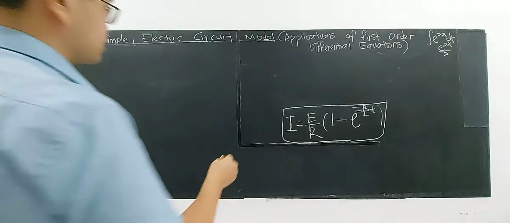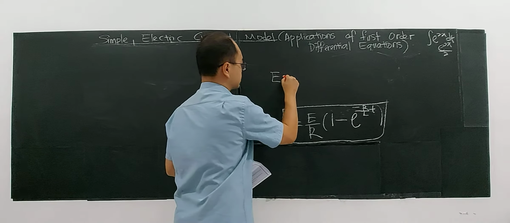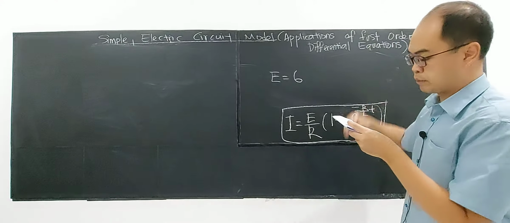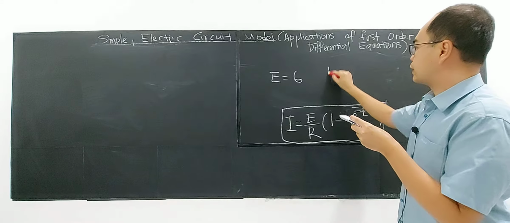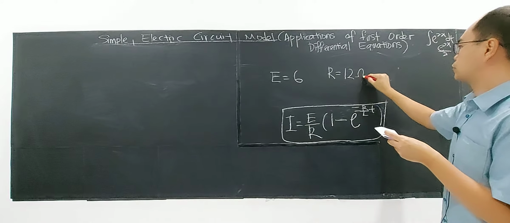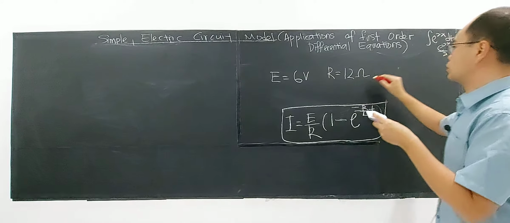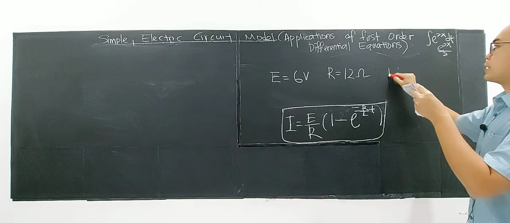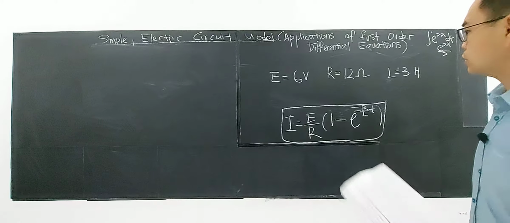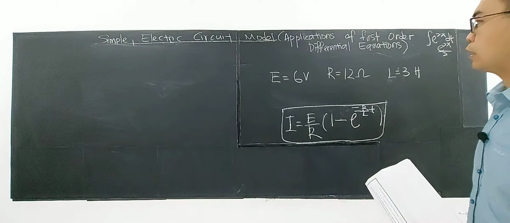As the question already tells us, E is 6. It's a battery, the voltage of the battery. The resistance of the resistor is 12 ohm, and 6 volt. The inductance is 3 Henry. It doesn't matter about the units, because for mathematics we just want to calculate.